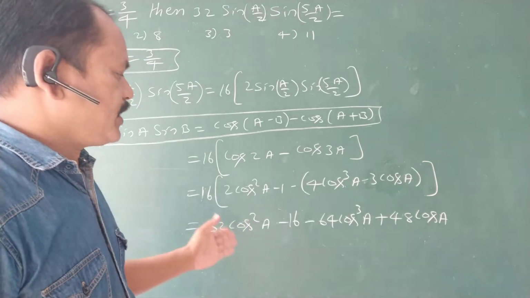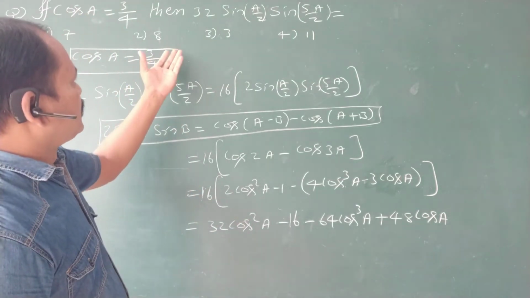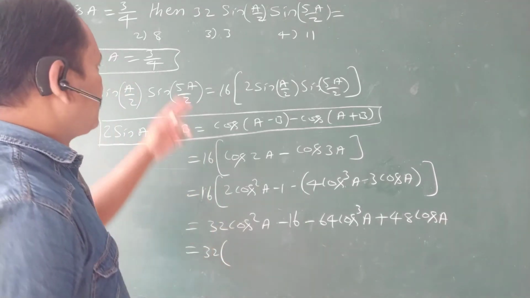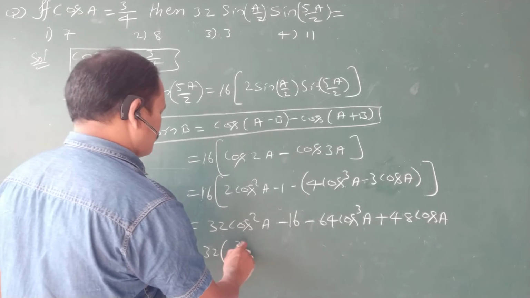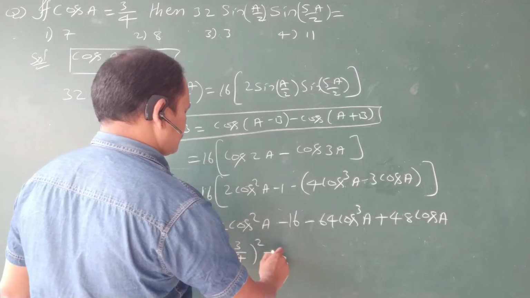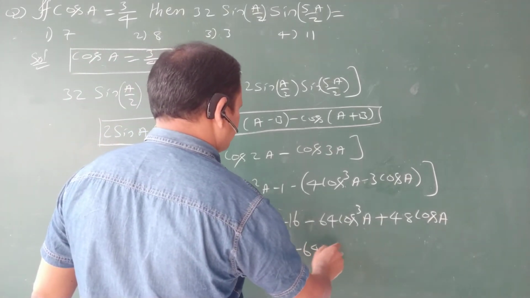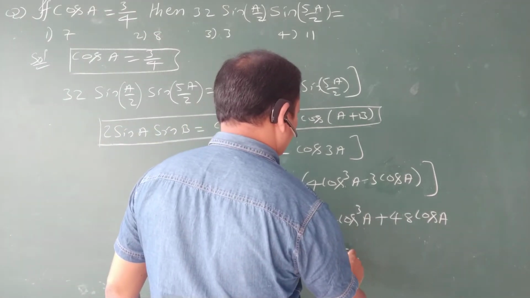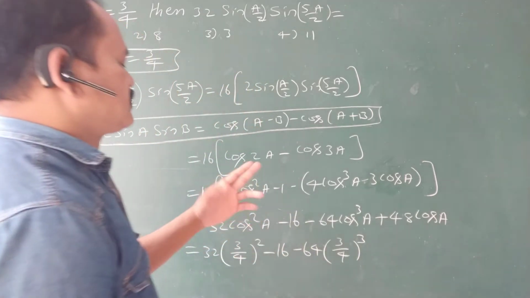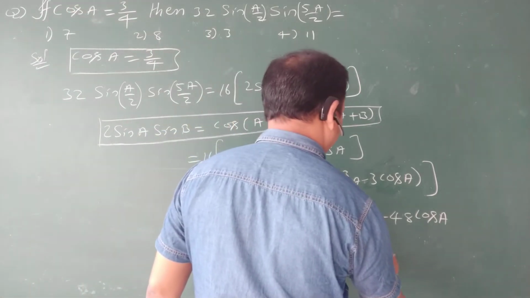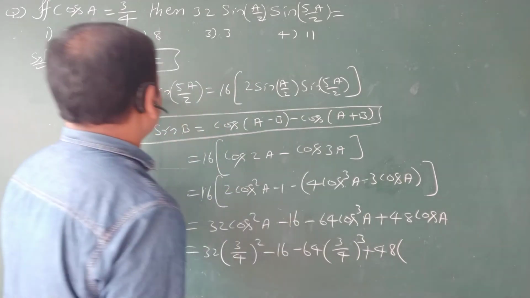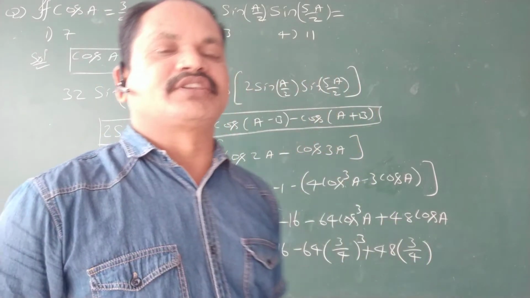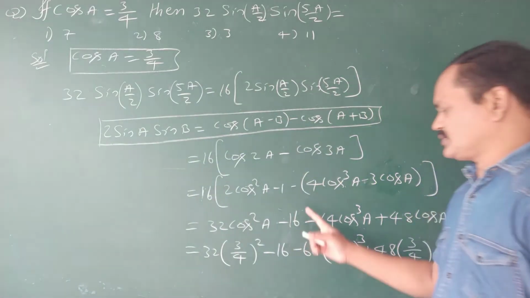That's all. Now we have to substitute the value of cos A in this one. 32 times of the value of cos A, which is 3 by 4, so 3 by 4 whole square, minus 16, minus 64 into cos cube, that is 3 by 4 whole cube, plus 48 into cos A, which is 3 by 4. Now we have to simplify this.